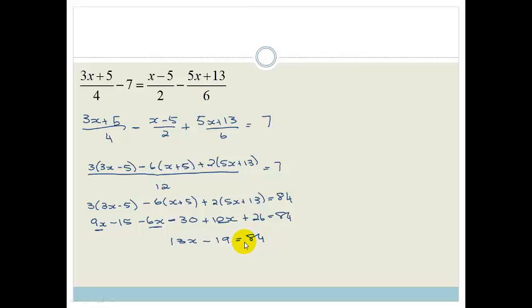And if we take that across, we get 13x equals 103. And now we divide both sides by 13, and therefore we get that x is equal to 103 over 13, because this, of course, obviously cancels. And 103 is not divisible by 13 nicely, so that is your answer.